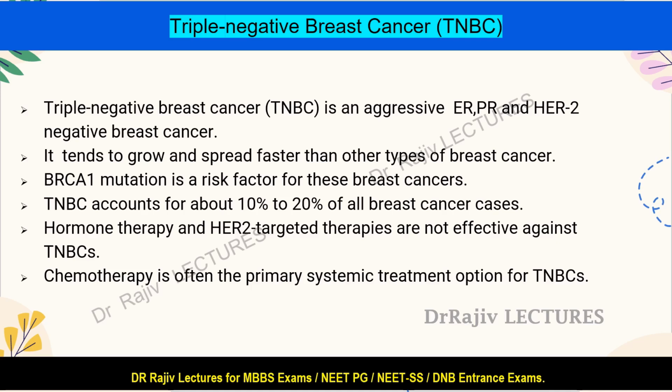Triple negative breast cancer accounts for about 10 to 20% of all breast cancers. Because the cancer cells lack hormone receptors as well as any excess HER2 protein, hormone therapy and HER2 targeted therapies are not effective against triple negative breast cancers. Chemotherapy is often the primary systemic treatment option for these triple negative breast cancers. Triple negative breast cancer also tends to recur more frequently than other types of breast cancers.